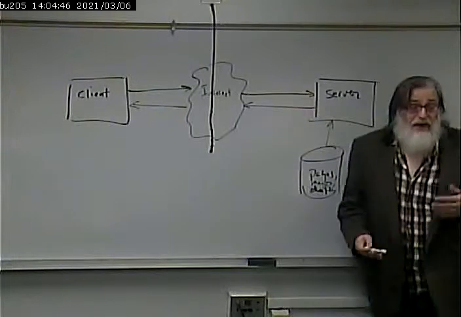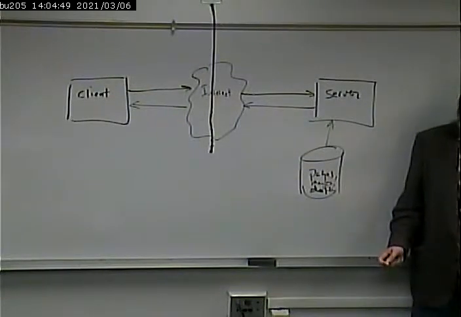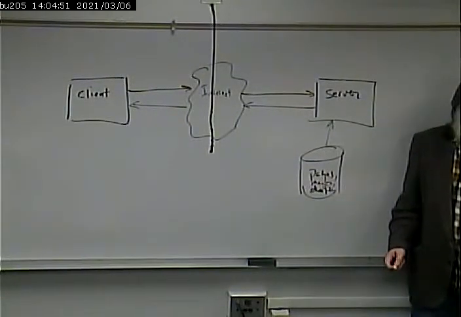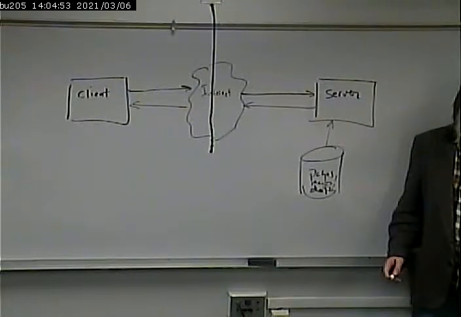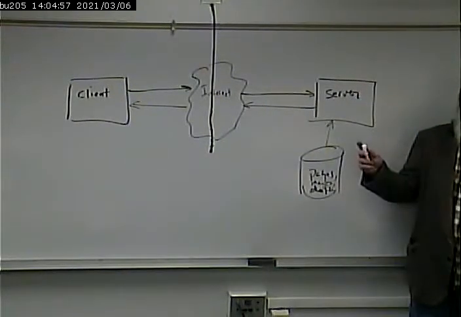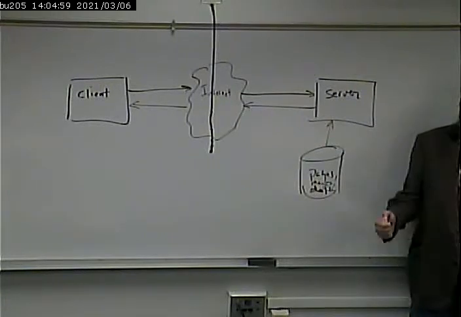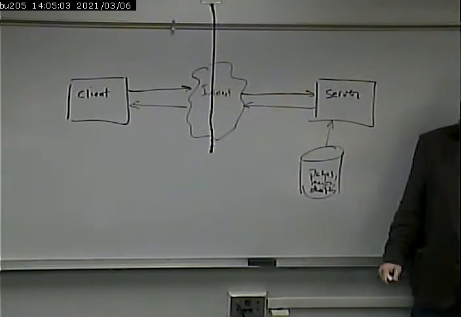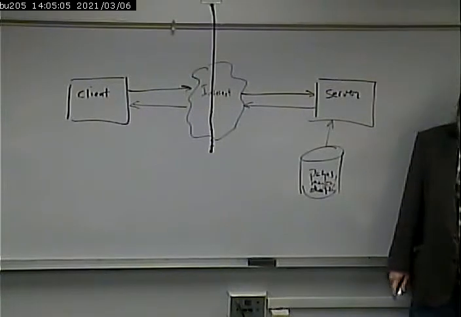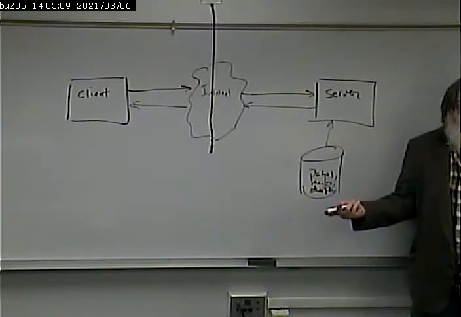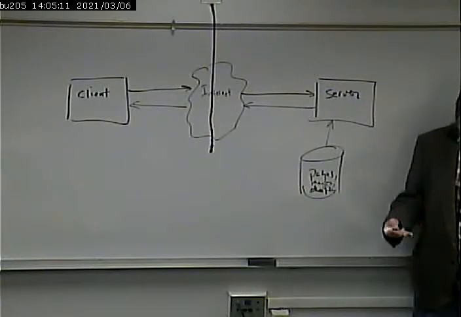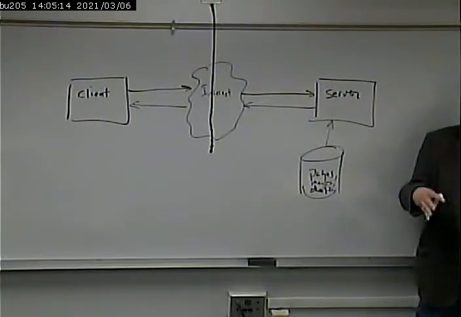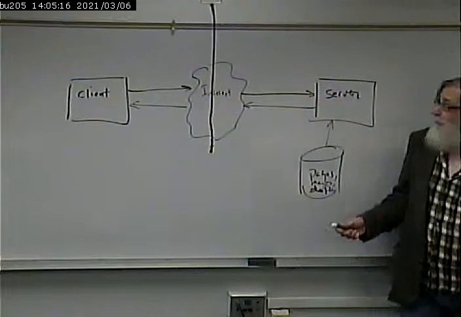How does a client make a request for a web page? What action would the client do to make a request for a web page? Type in the URL into their web browser. So you open up Chrome and type in www.google.com. That's one way to make a request. What's another way to make a request? Click on the Google icon. Click on a link. Click on a bookmark or whatever. So all those are ways that the client makes a request.